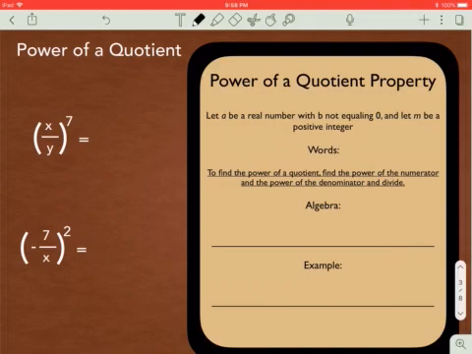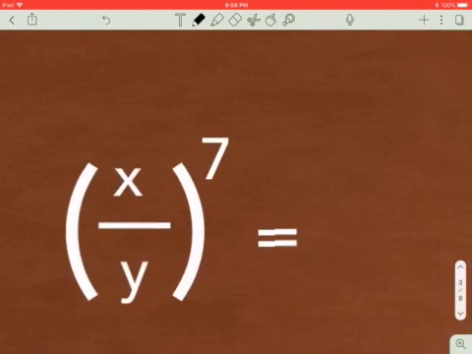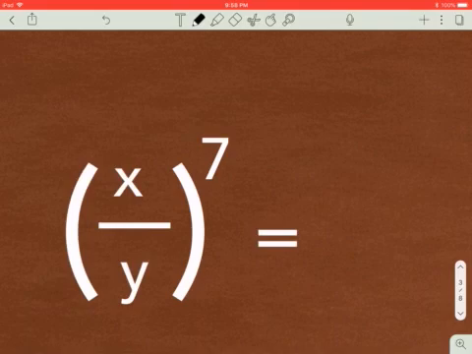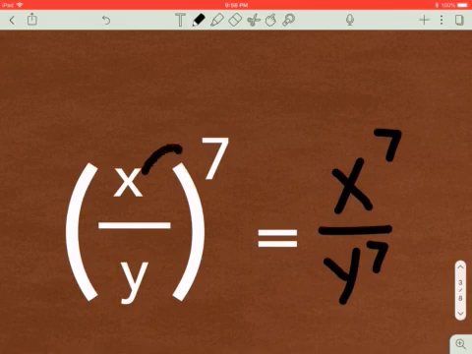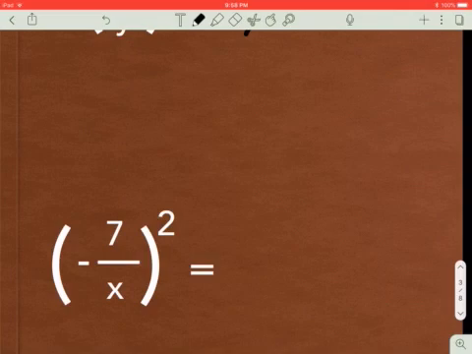Now this next rule is pretty self-explanatory. We've kind of talked about it already. It's kind of like the distributive property, where it just simply says that if I have multiple things with an exponent on the outside of parentheses, everything inside the parentheses gets that exponent. So this is just x to the 7th over y to the 7th. We just give everything on the inside that.